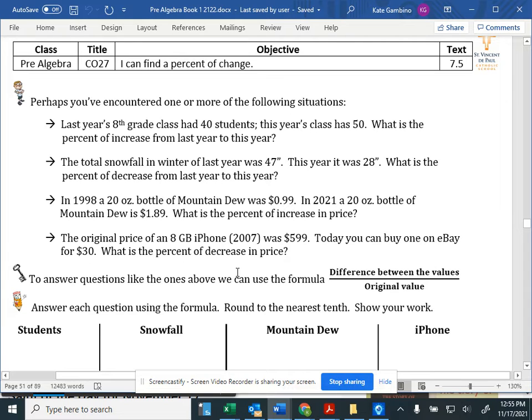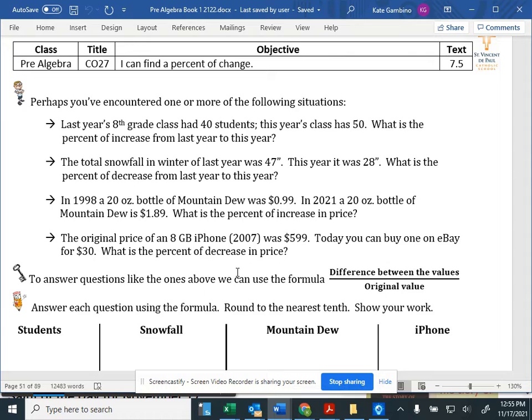Okay, good afternoon. Today we are doing CO27. I can find a percent of change. So we'll keep working with our percentages. Perhaps you've encountered one or more of the following situations.